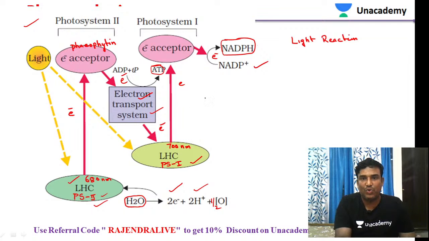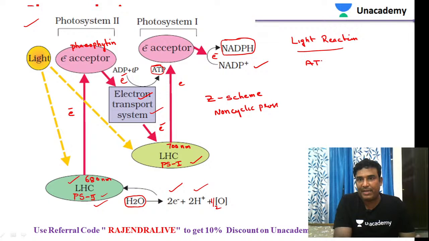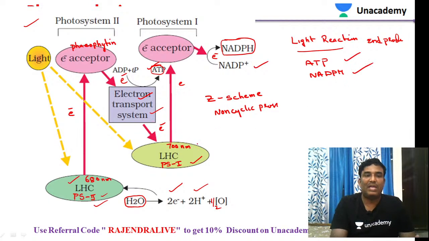Now this scheme is showing the Z scheme. It is a non-cyclic process. During this light reaction, ATP is synthesized as well as NADPH. So the end products of light reaction are ATP as well as NADPH. The scheme of movement of electrons is in a Z shape, so this is also called the Z scheme, and it is also called non-cyclic photophosphorylation.